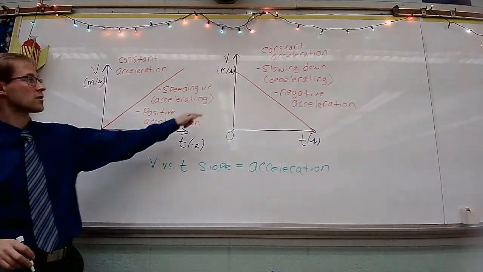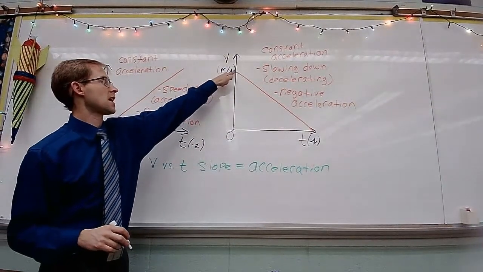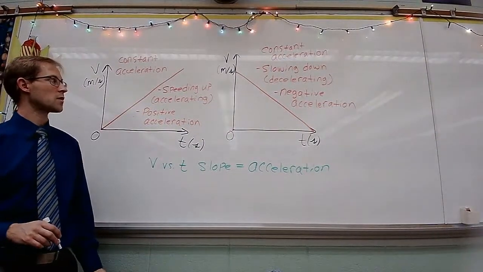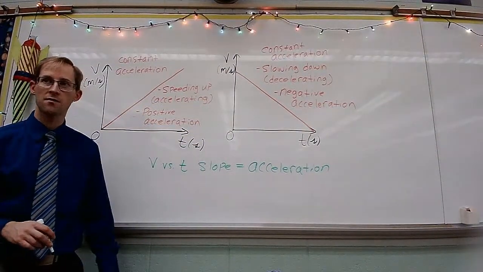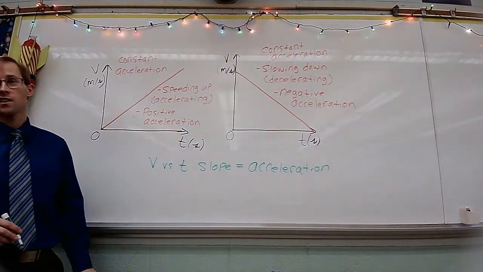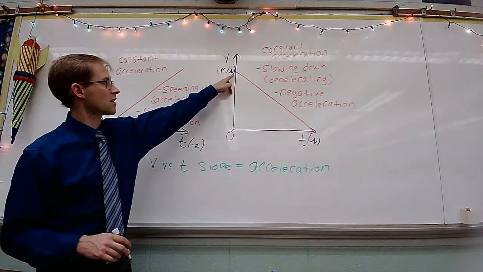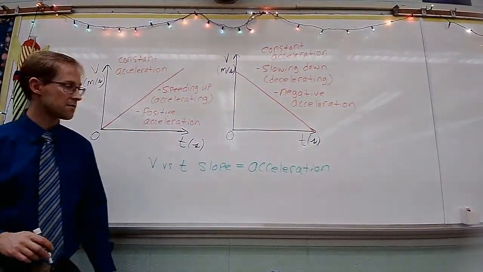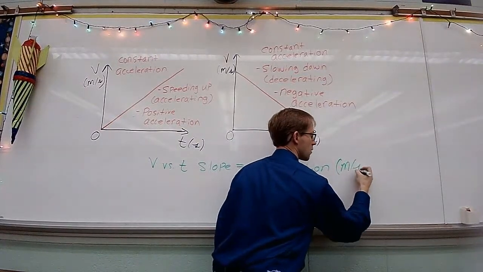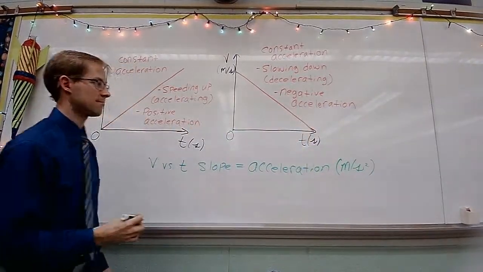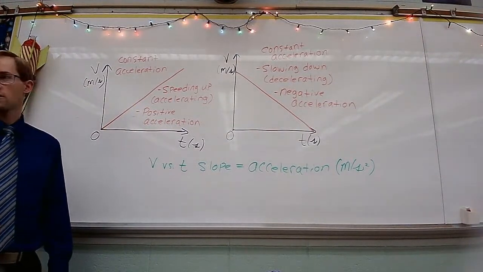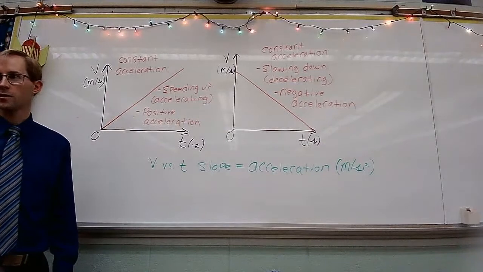So if I found the slope of this, maybe it was 10 up here and 2 down there. Rise over run would be 10 over 2, which is 5. And because it's going down, it would be negative. So that would tell us that we have ourselves an acceleration of negative 5. And acceleration is measured in meters per second squared. And this is also on your formula sheet and your formula t-shirt.